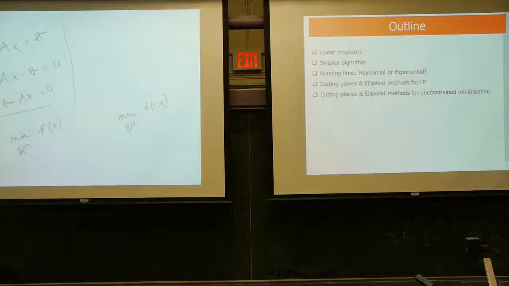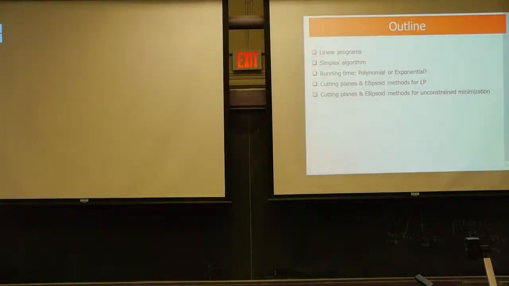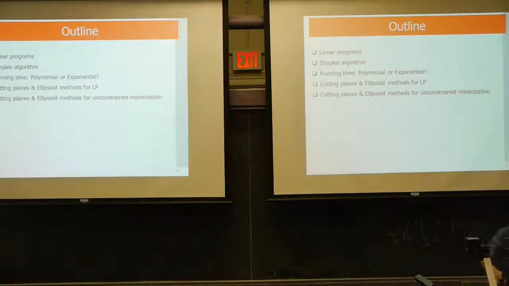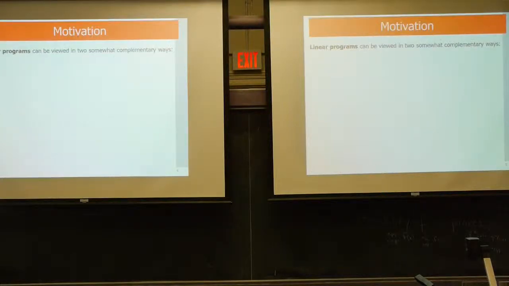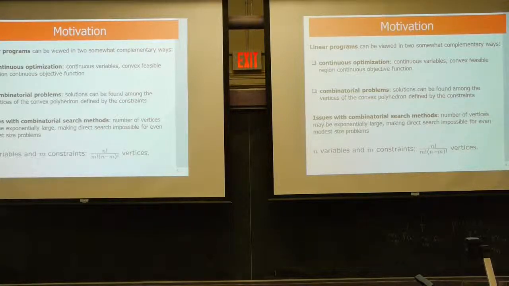Okay, so last time we started to talk about interior point methods, and this is what we are going to continue now. We started with the linear programs, and we discussed that there are two ways to think of linear programs. One of them is that linear programs are continuous optimization problems. The other is that a linear program is just a combinatorial search where your constraints define corner points, and you want to find that corner point where your cost function has minimum or maximum value.